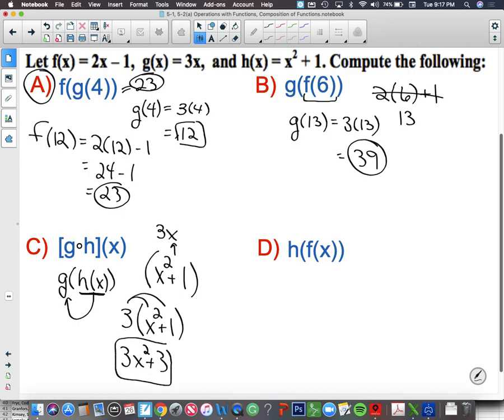That right there is g of h of x. So I composed the new function, 3x squared plus 3.